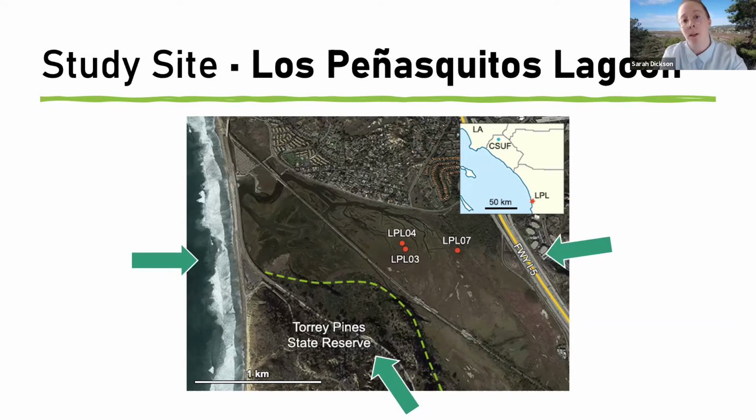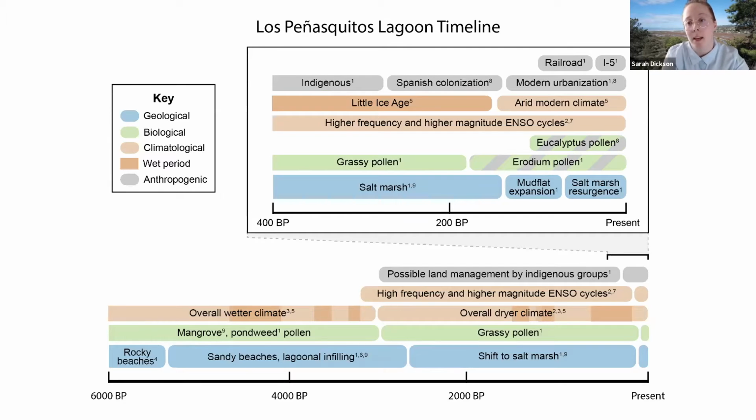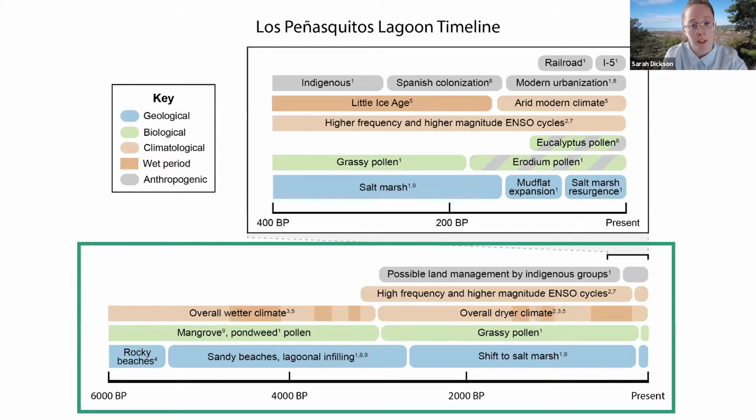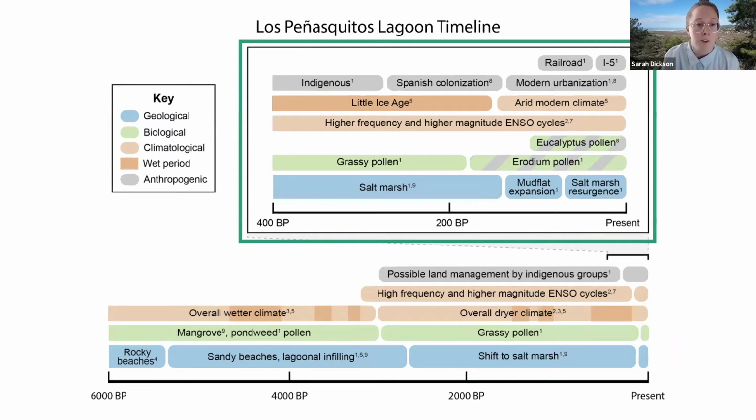Here we see a timeline depicting the history of such processes that have affected Los Peñasquitos Lagoon. The lower part of the figure shows the history of the lagoon over the last 6,000 years, while the upper region zooms in on just the past 400 years. The blue bars represent geological history, the green bars biological, the orange climatological, and the gray anthropogenic. However, it is important to note that all of these processes are interconnected and influence one another.